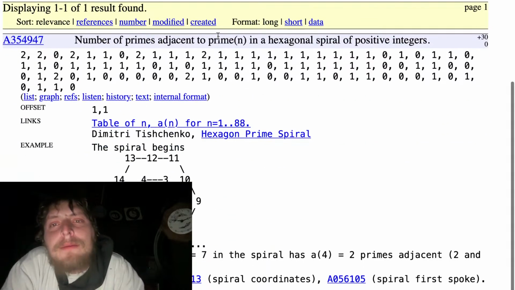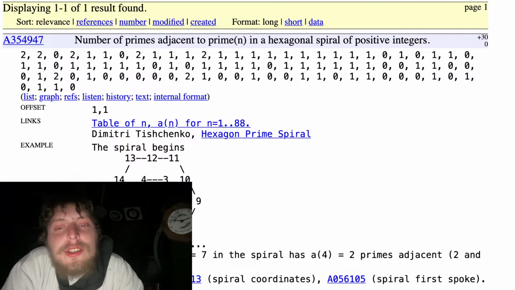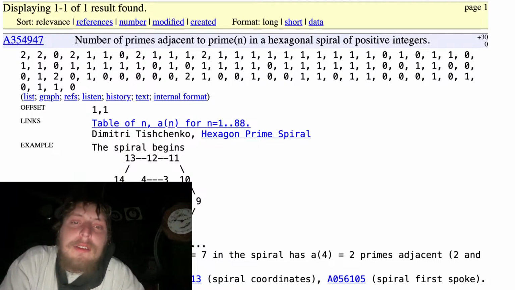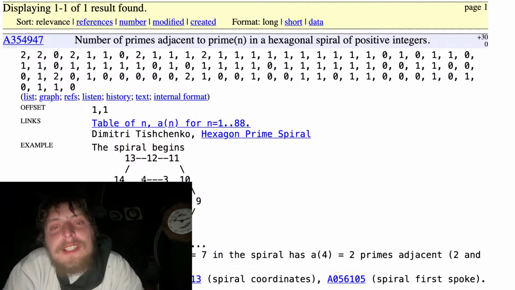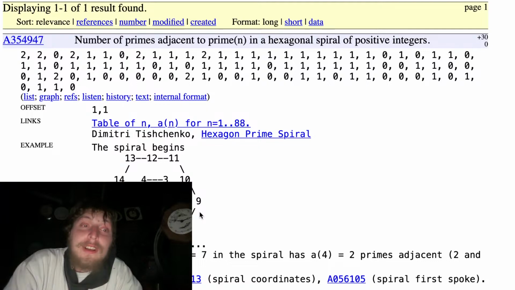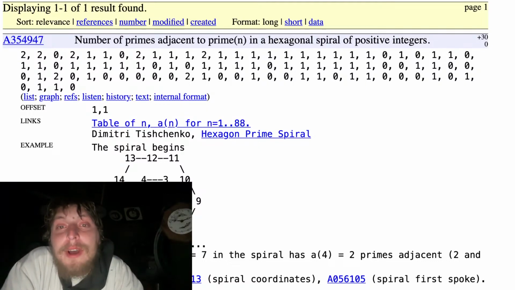The number of primes adjacent to the nth prime in a hexagonal spiral of positive integers. So that's interesting. You make a spiral and you count where things are near each other. It has a hexagonal grid structure, and that's a pretty neat one. I'll look more into that some other time.